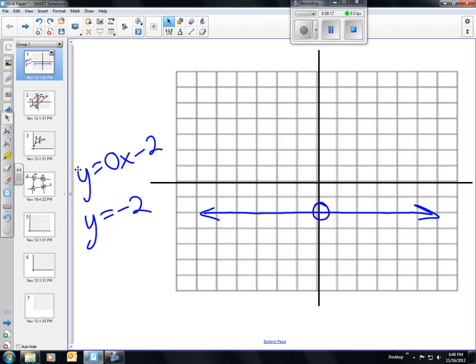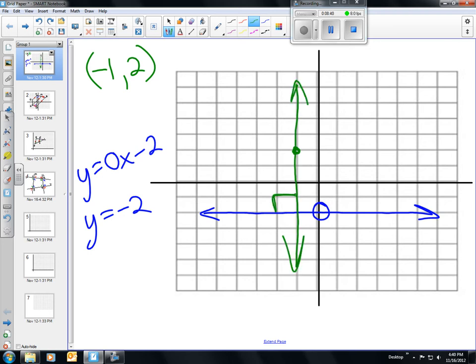Now, if you were asked to graph the line that is perpendicular to this line, passing through the point -1, 2, well, first of all, you would graph the point -1, 2, which would be here. And then the line that's perpendicular to a horizontal line has to be vertical. So it's going to pass like this. And that's going to, in fact, create a 90-degree angle here.